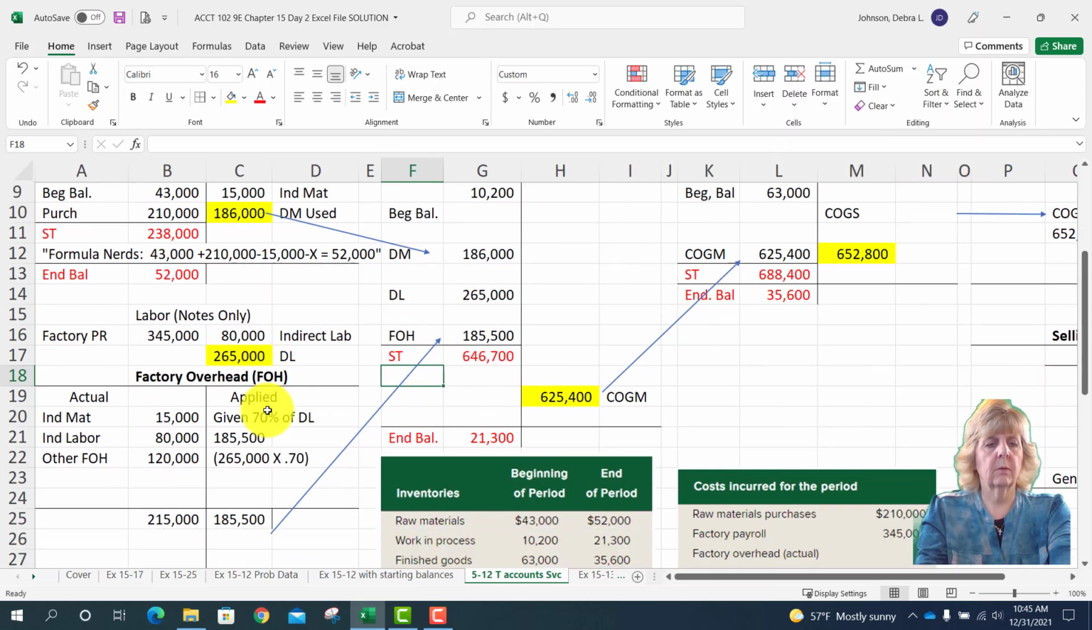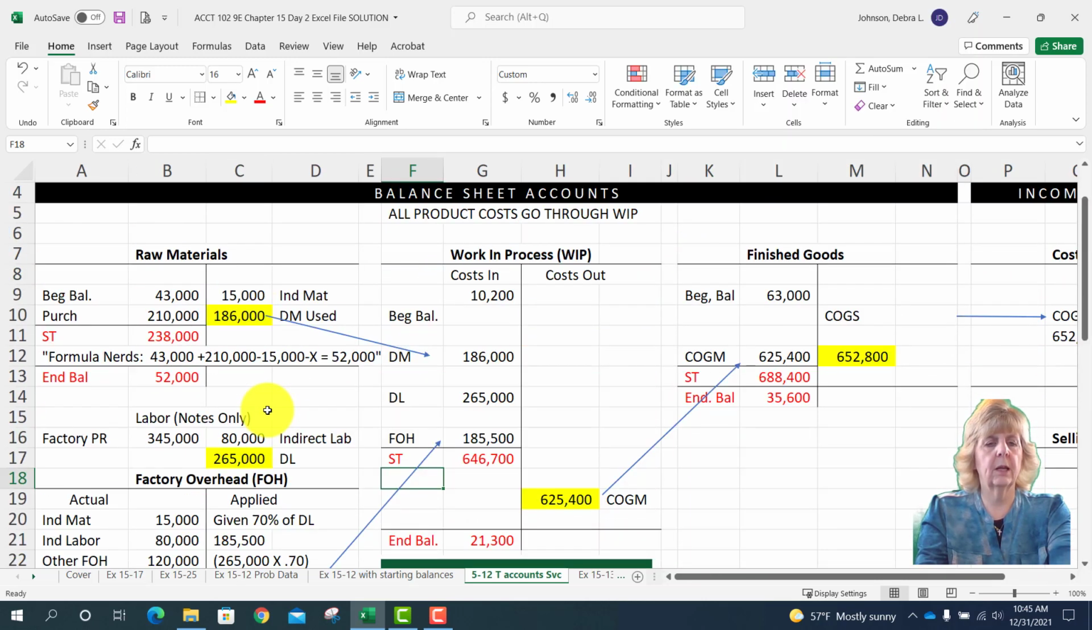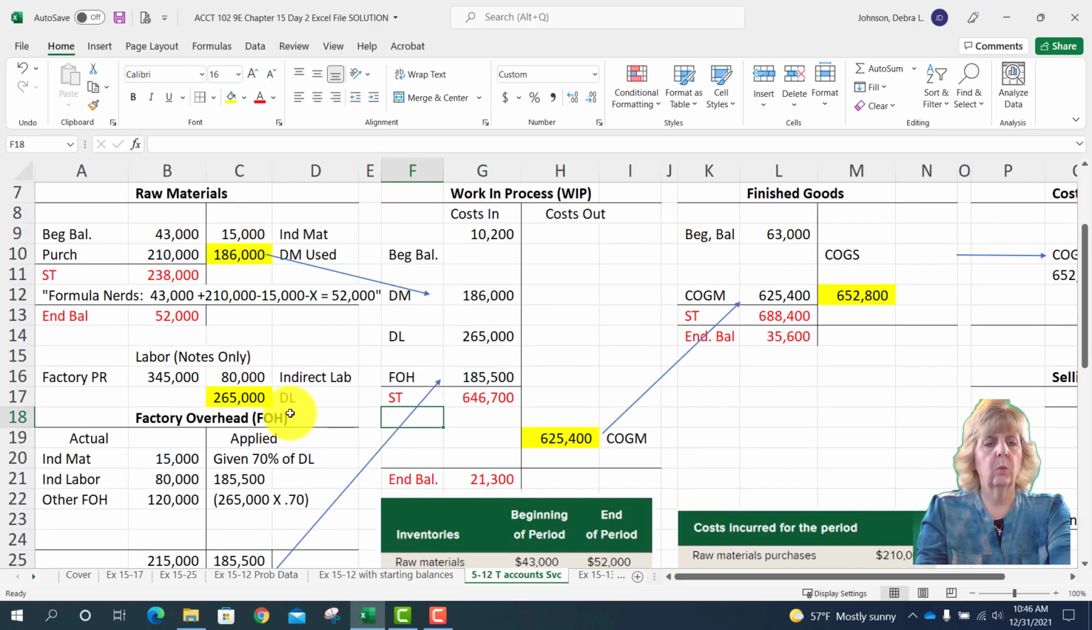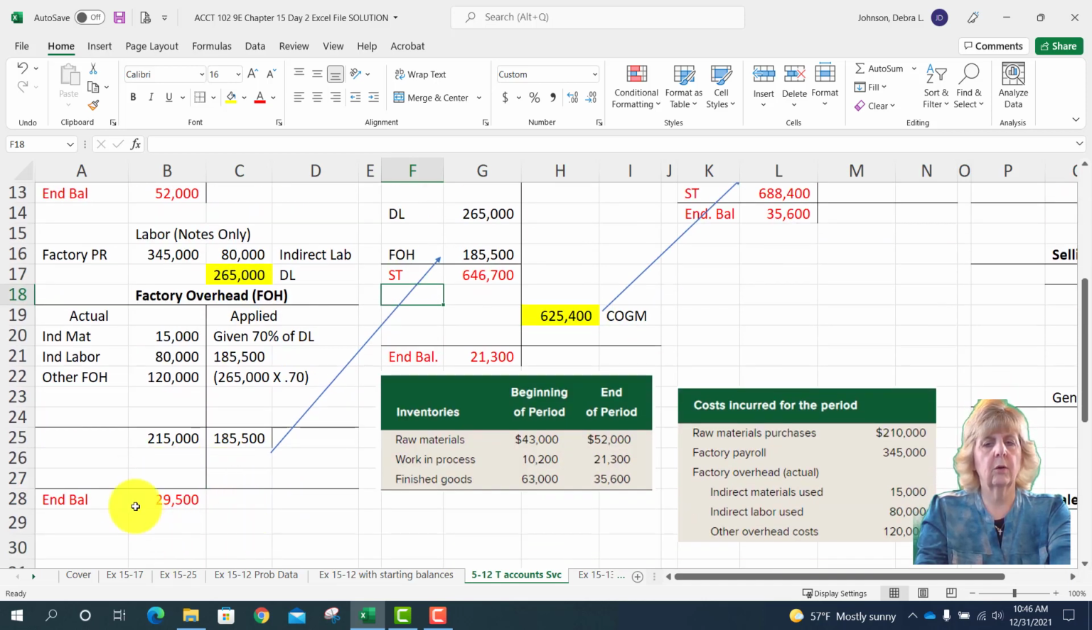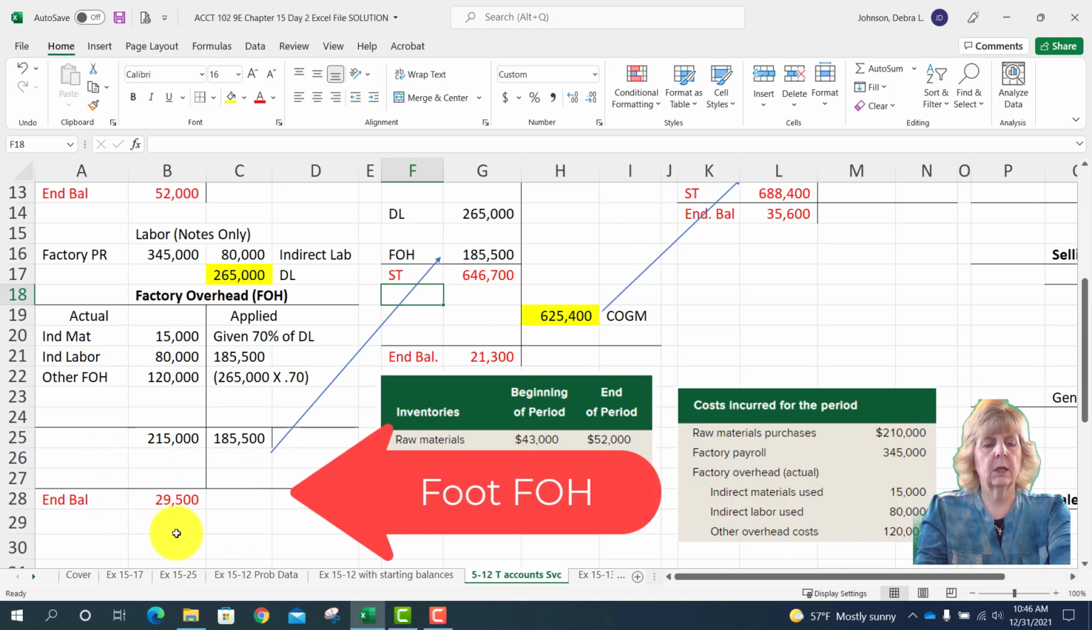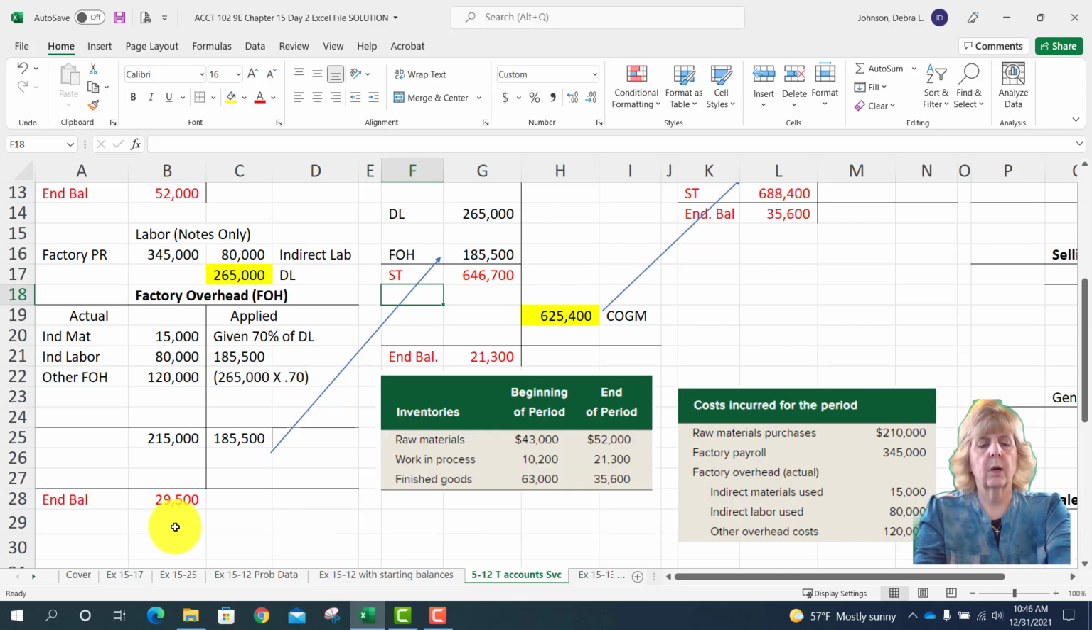To wrap this problem up, we should foot any T accounts that needed to be footed. The author gave us the balances for raw materials, WIP, and finished goods. Those were given to us. What we needed to do to finish this problem out then is to take a look at the factory overhead balance, and I got 29,500. Okay, so again, pause the video, check the answers with what you did on your T accounts, and if there are no other questions, we'll go take a look at the journal entries.